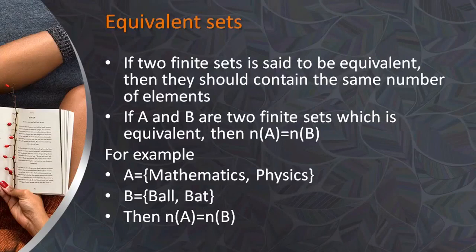Now, the fifth one, equivalent sets. If two sets contain the same number of elements, then they are called equivalent sets. If A and B are equivalent sets, then n(A) should be equal to n(B). For example, A is equal to {mathematics, physics}, B is equal to {ball, bat}. Then n(A) is equal to n(B), which is 2.